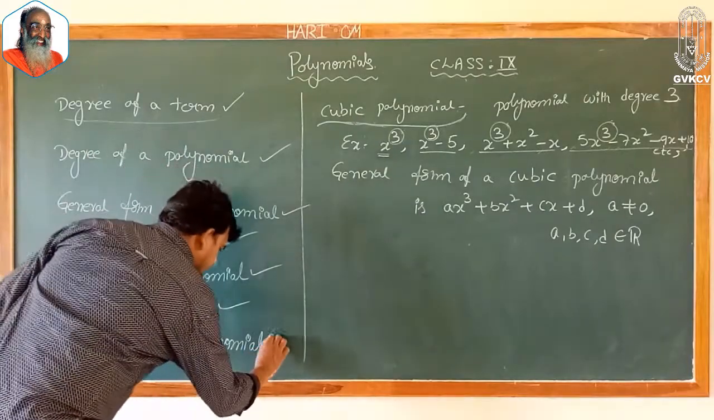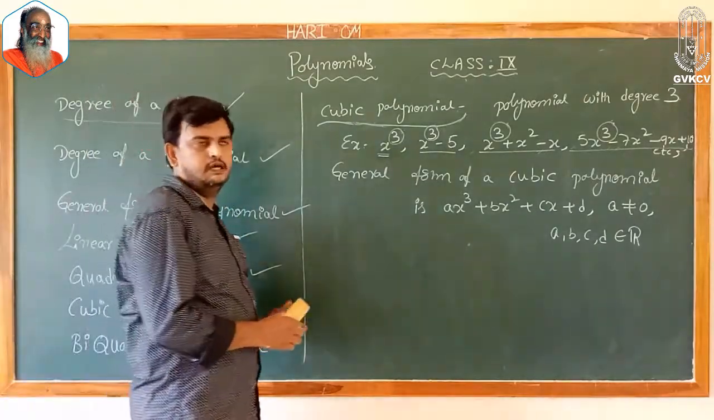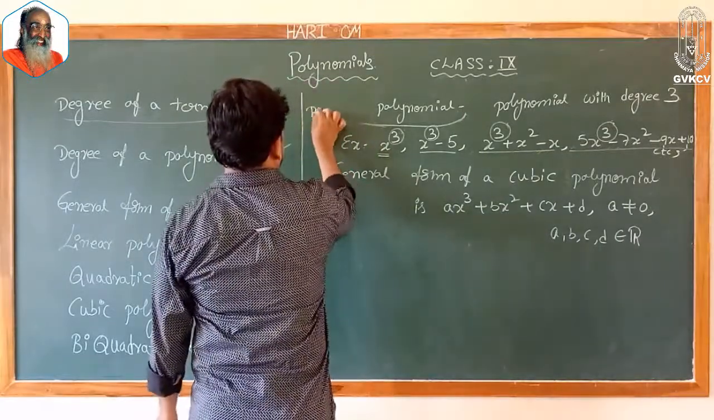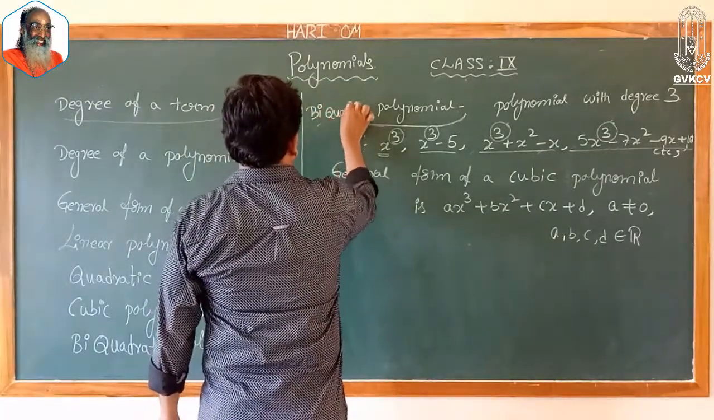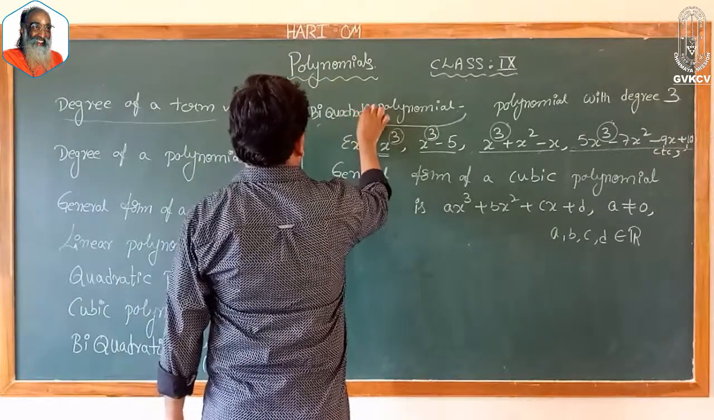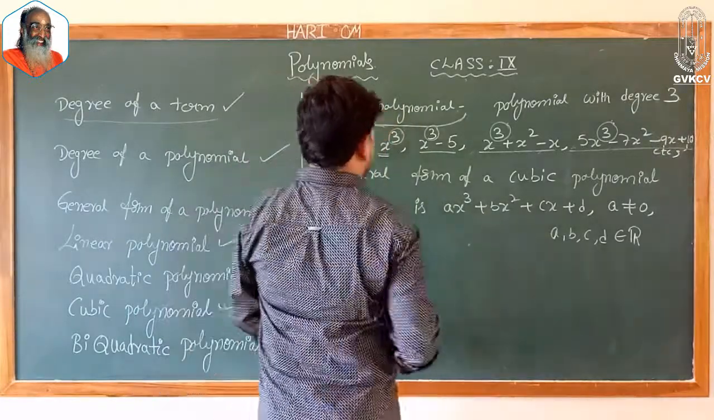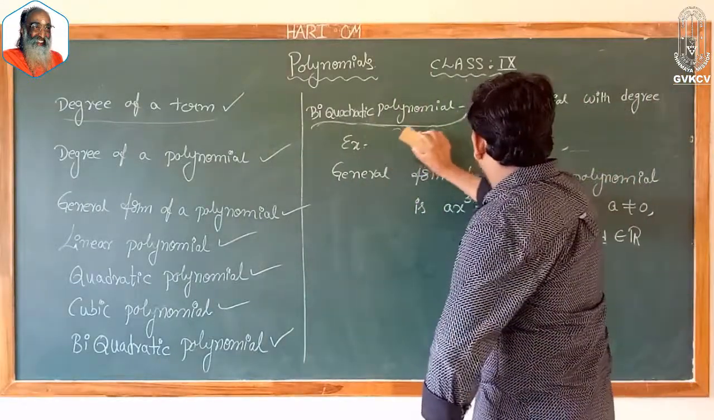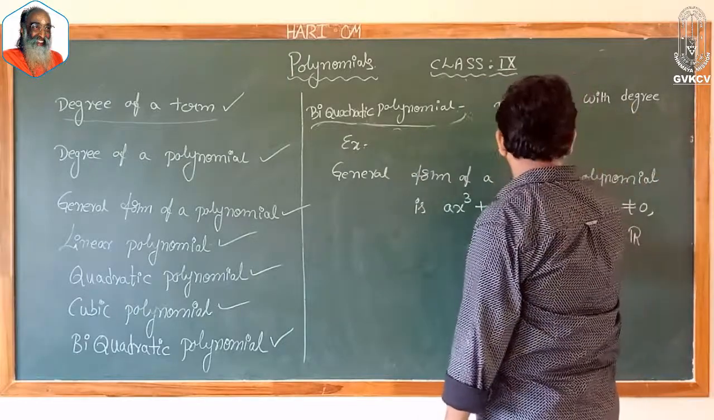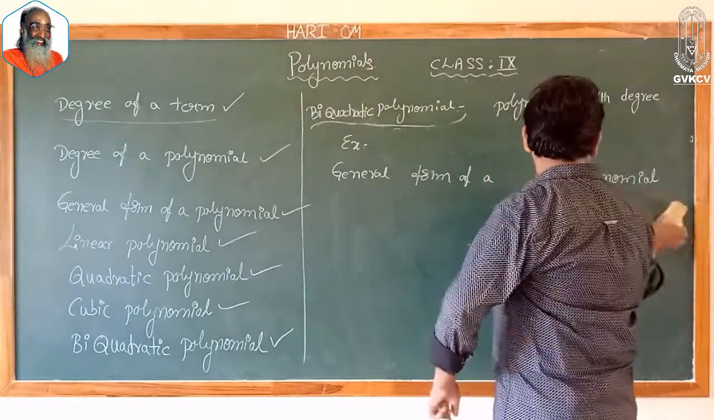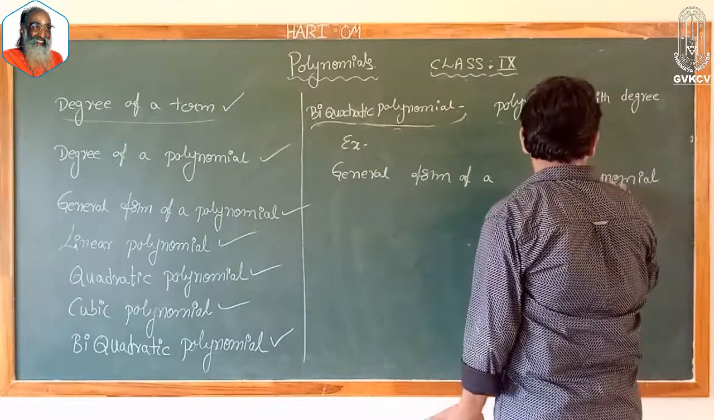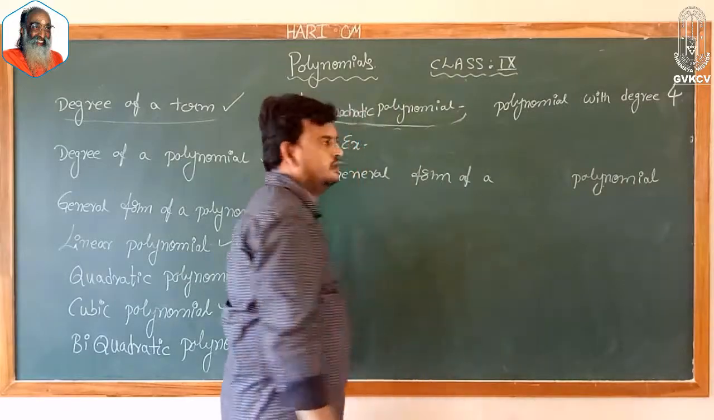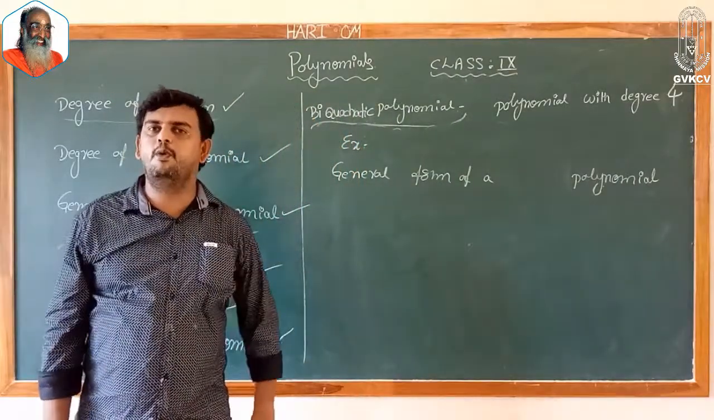And the last one is biquadratic. Biquadratic polynomial. As we know, quadratic is nothing but 2. Bi is again 2. So 2 twos are how much? 4. So finally, biquadratic means with a degree 4. A polynomial with a degree 4 is called a biquadratic polynomial.